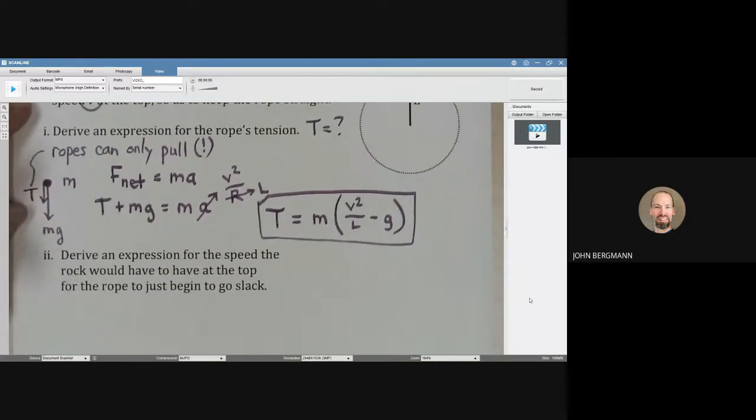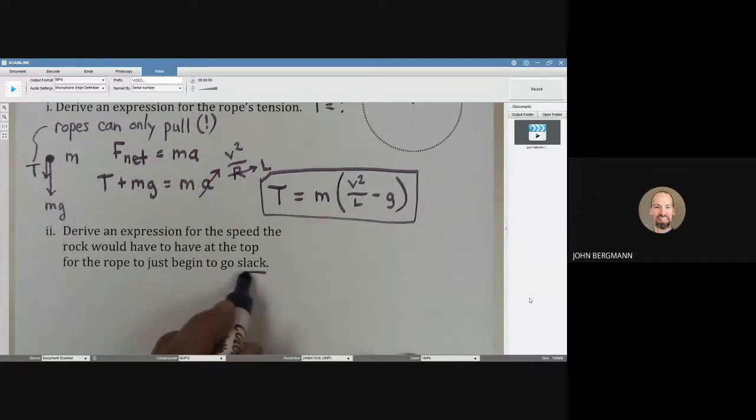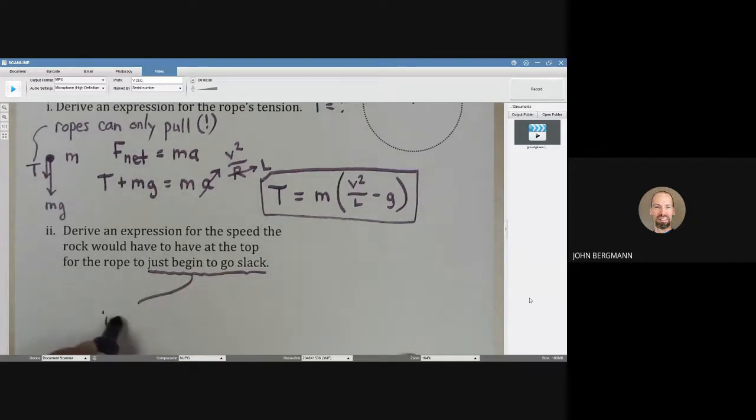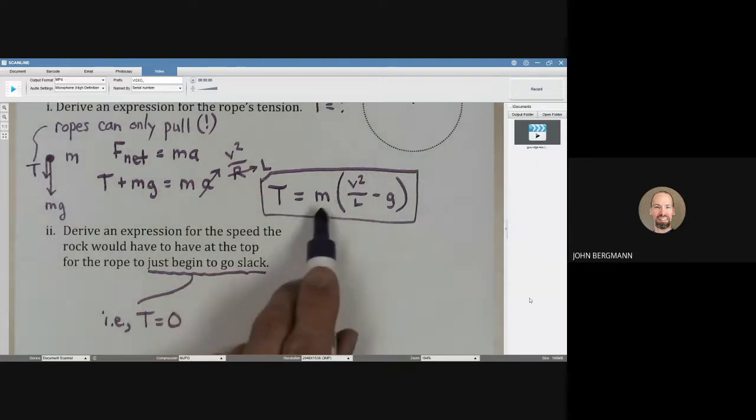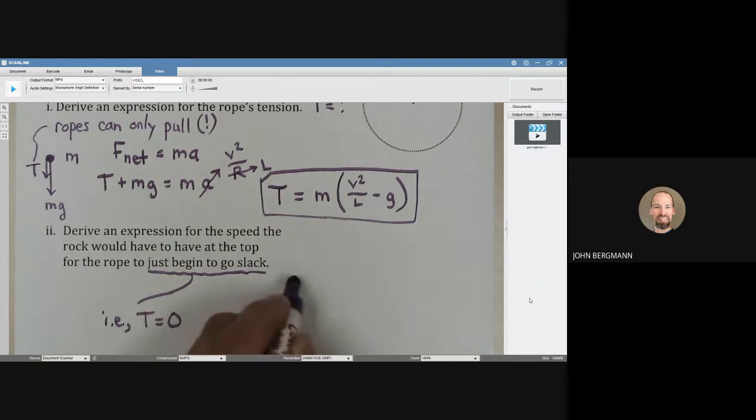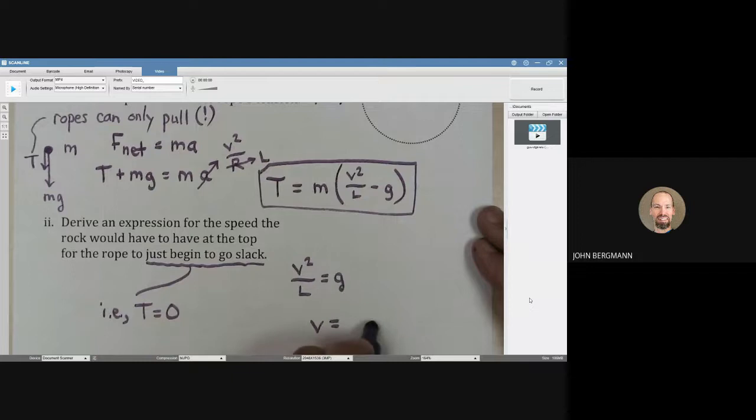Number 2, derive an expression for the speed the rock would have to have at the top for the rope to just begin to go slack. What does that mean? Doesn't that mean the tension would be 0? If we put a 0 in there for tension and solve it for V, what would that give us? Put a 0 there, the M just disappears, and you end up with V squared over L is numerically equal to g, so the speed at which this rope is going to go slack is going to be equal to the square root of g times L.